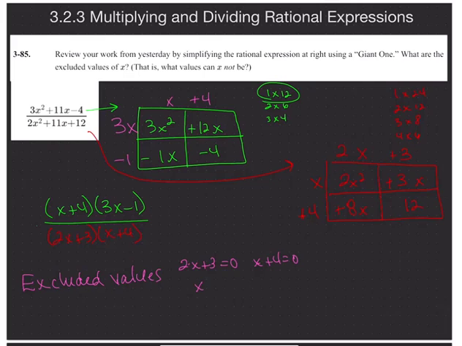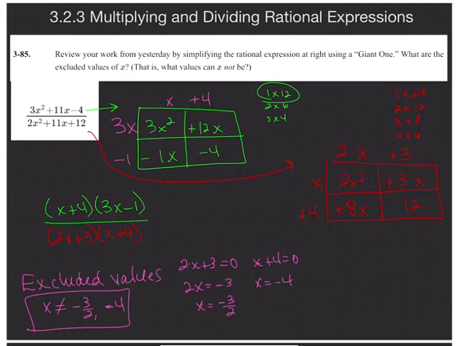I'm going to get 2x equals negative 3. Divide by 2, x is going to equal negative 3 halves. And then I'm going to subtract 4, x equals negative 4. So my excluded values, x cannot equal negative 3 halves or negative 4, right? So that's part of my solution.